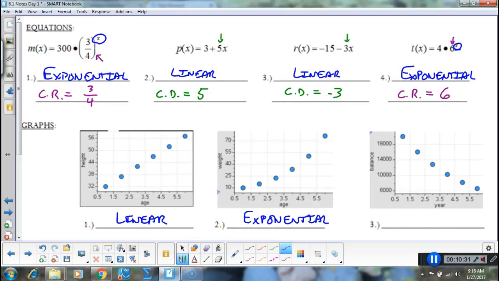Third one, what are we thinking? I'm thinking it's exponential because it's not quite straight. Okay? So I would think exponential here too.